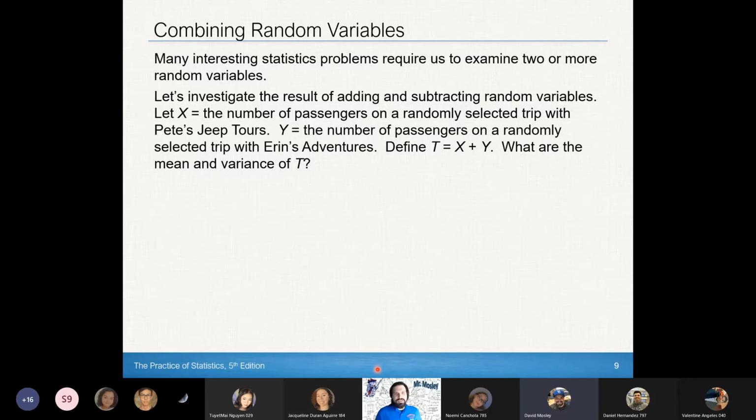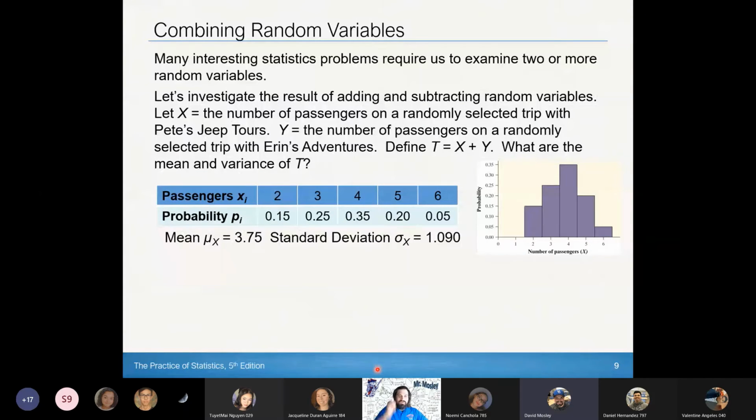For these examples, we're going to let x equal the number of passengers on a randomly selected trip with Pete's Jeep Tours, and y be the number of passengers on a randomly selected trip with Erin's Adventures, another tour company that is located elsewhere. We're going to define t to equal x plus y. In other words, t equals the number of passengers on a randomly selected trip between both tour companies. What are the mean and variance of t?